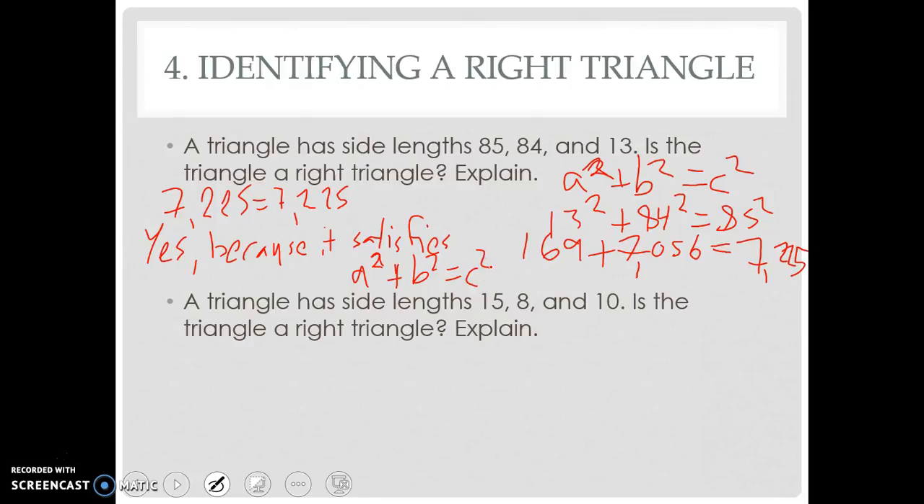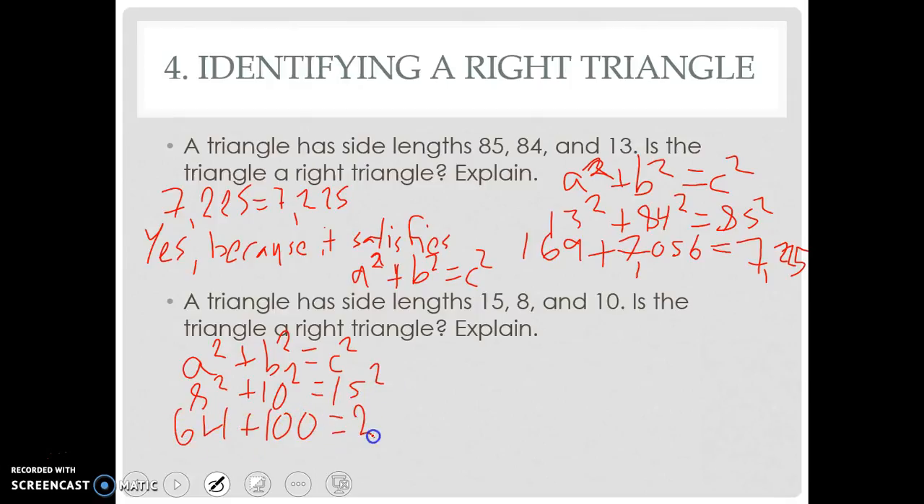Sweet. The next one, similar idea, except they're not in order. So A goes with 8, B goes with 10, and C goes with 15. So I have 8 squared plus 10 squared equals 15 squared. 8 squared is 64, 10 squared is 100, and 15 squared is 225. 64 plus 100 is 164. 164 definitely does not equal 225. So this is not a right triangle.